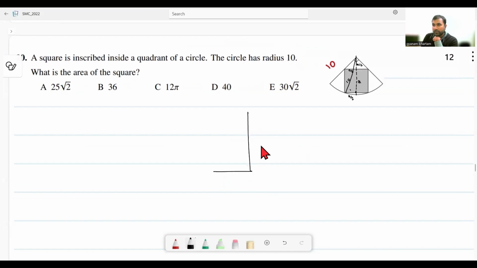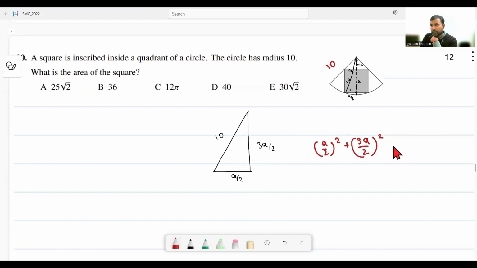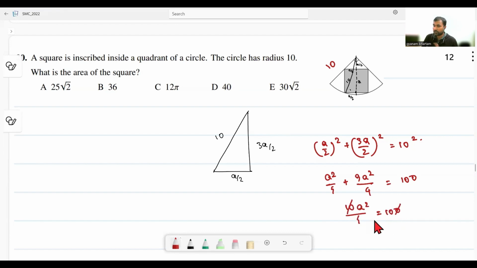So what we have here, we have 3a over 2, we have 10 here, and we have a by 2 here. So by Pythagoras theorem, we have (a by 2) whole square plus (3a by 2) whole square equal to 10 square. We just need a square, no need to find a. So a square by 4 plus 9a square by 4 is going to be 100. If you add it, it's going to be 10a square by 4 equal to 100. The 10 is cancelled out. Cross multiply, we get 40. So a square is 40, and we have the answer.